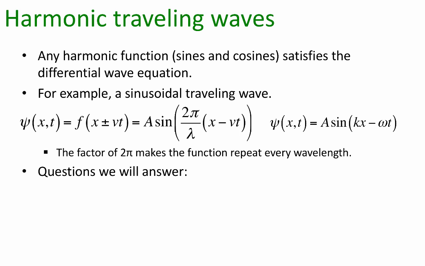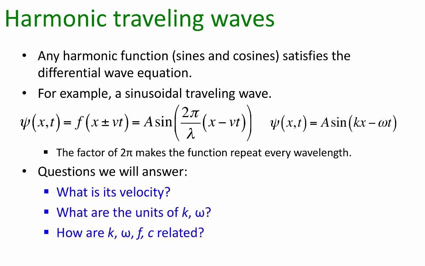Right, so let's say we've got our sinusoidal traveling wave, something that we can write in various ways, and these are the questions that we're going to answer about it right now. We're going to say, what's its velocity? What are the units of k and omega? What is k and omega? And how are k, omega, nu, should be a nu here, and c, speed of light, related?